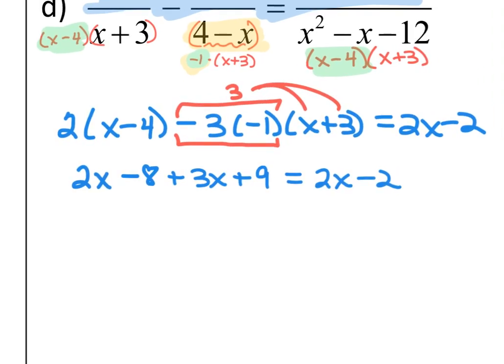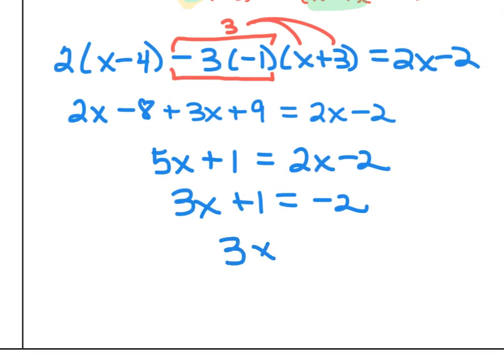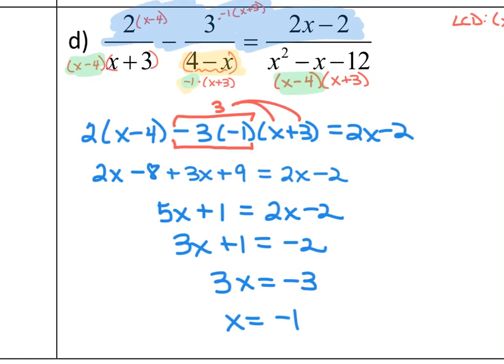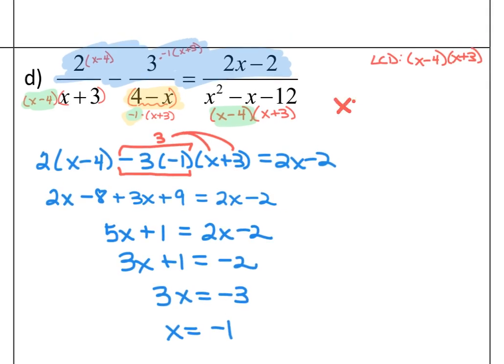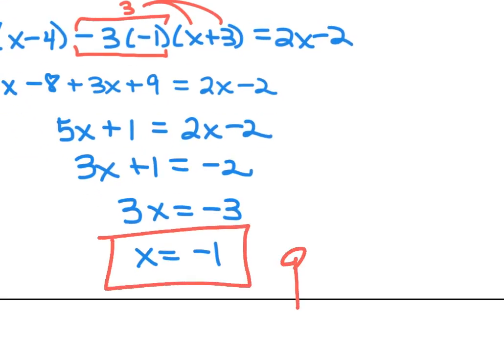Make sure you understand what I did with the minus 3 and the minus 1. The -1 just makes the subtraction into an addition. Now I'm going to combine like terms. So I've got 5x plus 1 equals 2x minus 2. Subtract 2x from both sides. Subtract 1 from both sides. X equals -1. And the only numbers x can't equal are positive 4 and -3. And so therefore x equals -1 is good.